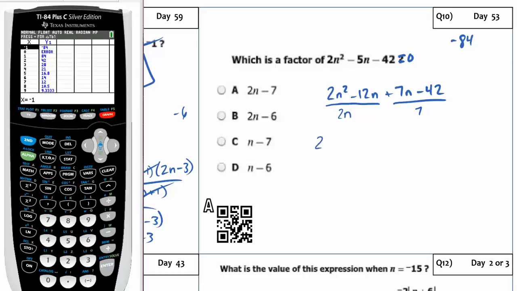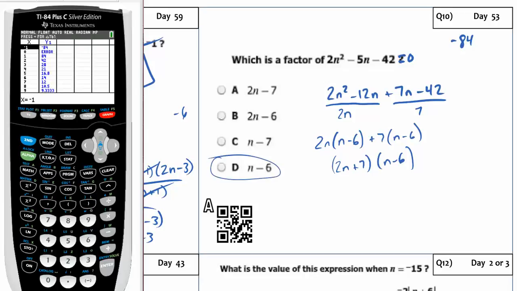So here I get 2n times the quantity of n minus 6 plus 7 times the quantity of n minus 6. Right here, I know that I'm doing it right. And I also get 2n plus 7 times n minus 6. So now they're all grouped up. I have n minus 6 is one of them. Here I have 2n minus 7, which is really close, 2n minus 6, which is close. And so all three of these other options that are wrong are really close and meant to really mess with your heads and mess you up.